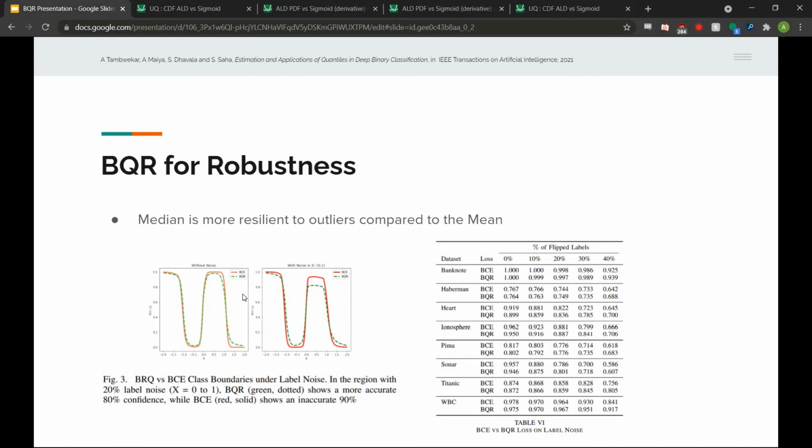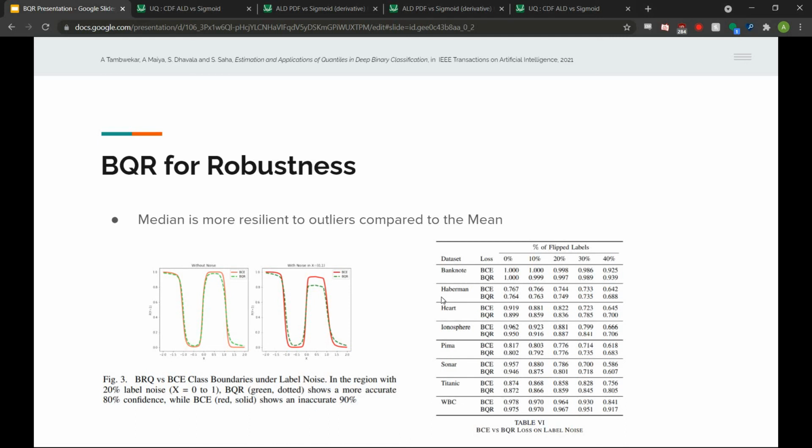Now, when we look at robustness as well, the standard rule of statistics is that the median is more resilient to outliers compared to the mean. And we see that in our data as well. When we classify using the median, we get better results when we inject artificial label noise into our data. You can see on the right-hand side, where we keep flipping the labels and introducing incorrect labels into our data, the degradation in accuracy that we get from the median that we generate through BQR is less than the degradation that we experience with binary cross entropy.